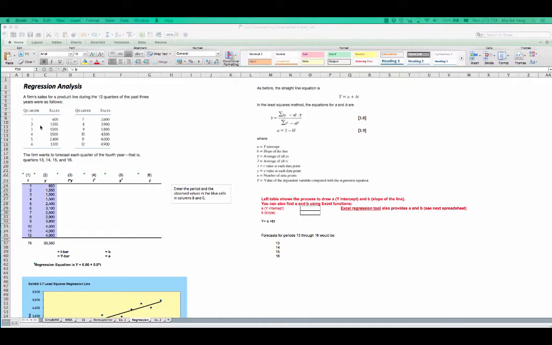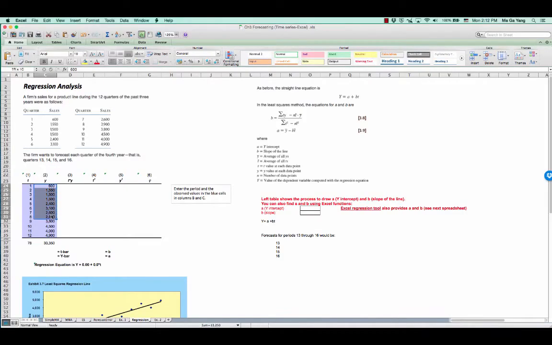A firm's sales for a product line during the 12 quarters of the past 3 years are as follows. So we are given 12 quarters of data, and this is the sales demand data. The firm wants to forecast each quarter of the fourth year, that is quarters 13, 14, 15, and 16. Using this sales demand data, we want to forecast periods 13 through 16.